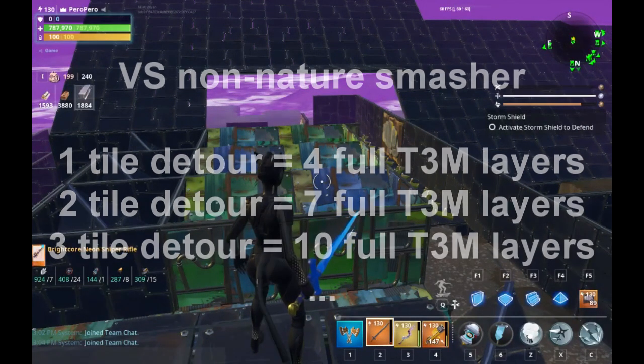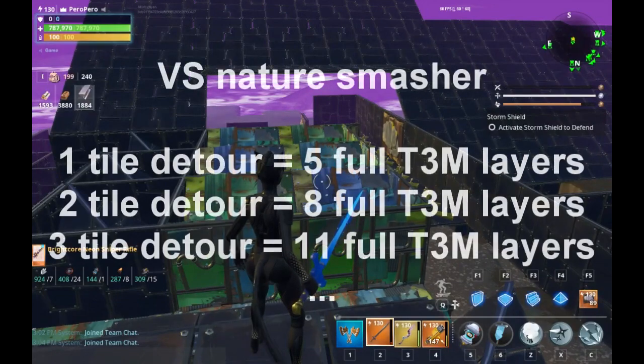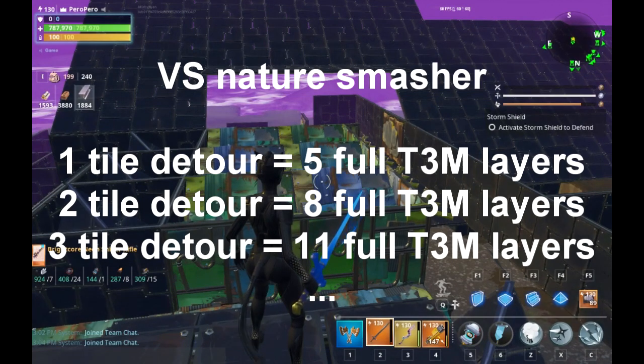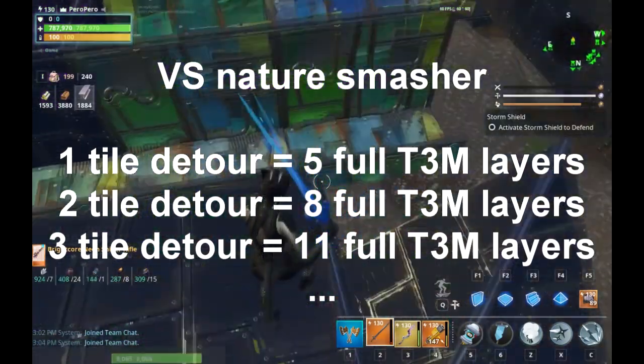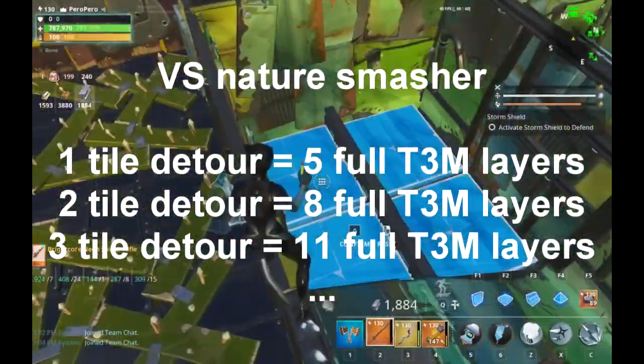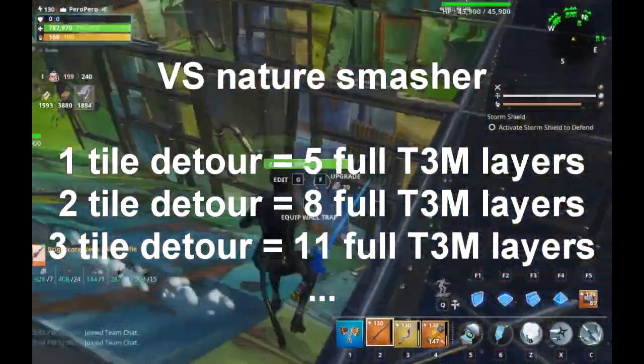Now, if it was a Nature Smasher, it would start at 5 with 1 tile away, and then 2 tiles away would be 8, 3 tiles away would be 11, and then 4 tiles away would be 14, etc. So the Nature Smashers only require 1 additional tile. And keep in mind that this is going to be all tier 3 metal, right? So all the layers that I'm talking about are going to be just tier 3 metal exclusively.